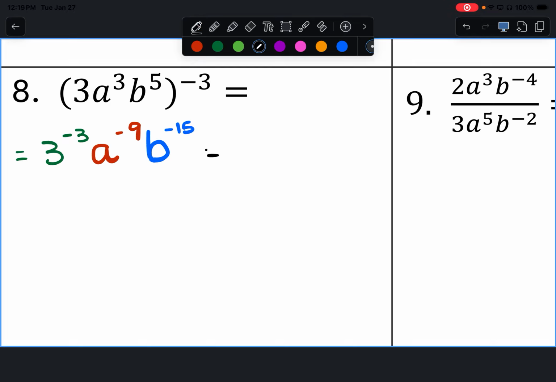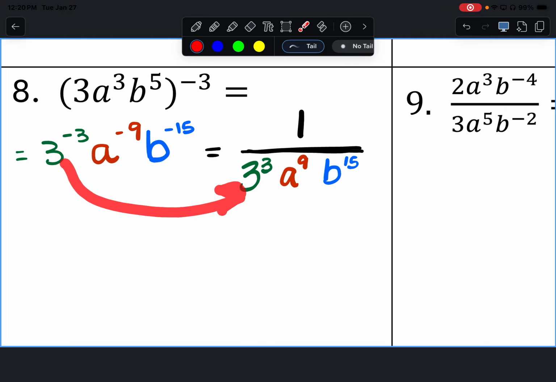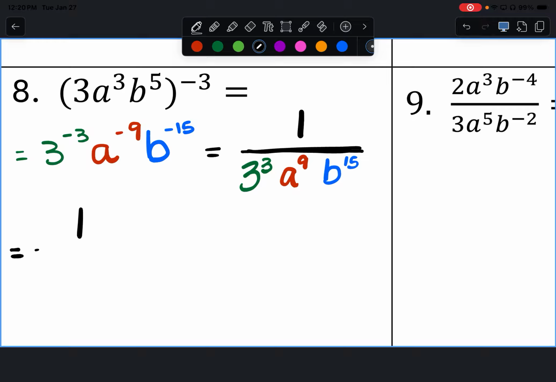All right. From here, we're going to write it as a fraction. 3 to the negative 3, where is that going to get moved to? What about a to the negative 9? B to the negative 15? And then on the top we will just be left with a 1. And when they move, the signs change. Now what is 3 cubed? So it is 27: 1 over 27, a to the 9th, b to the 15th power.